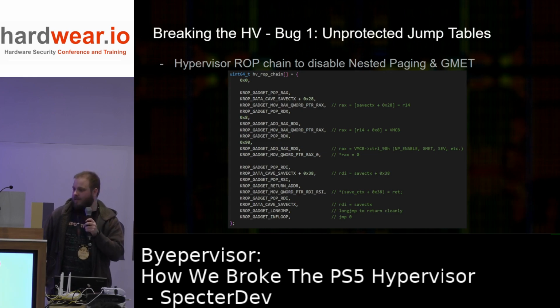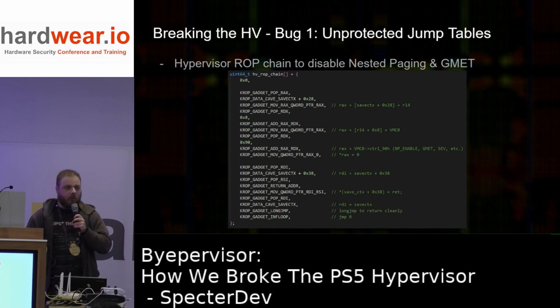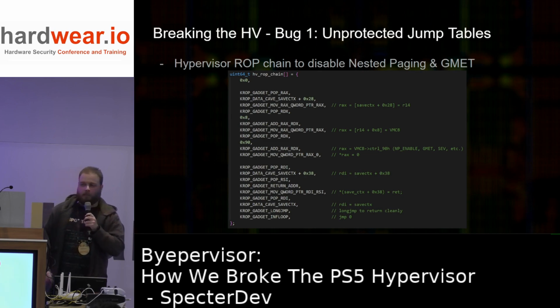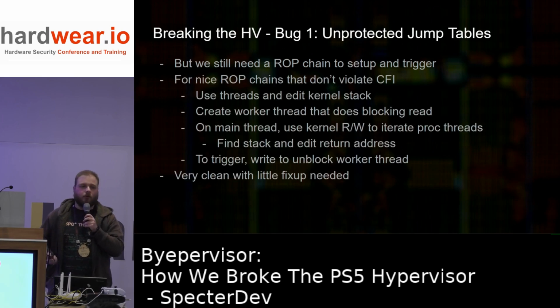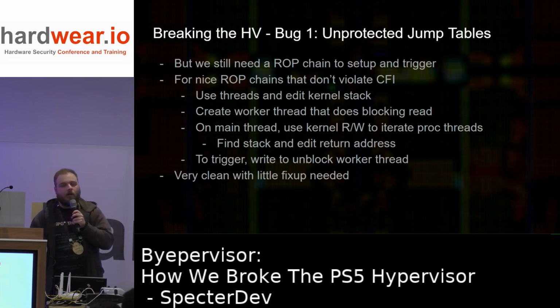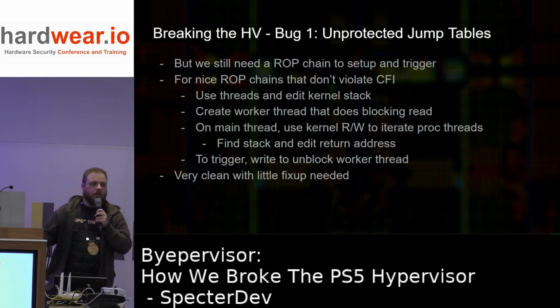So this is showing the hypervisor ROP chain. Nothing too crazy. It's a little bit long because we had to get creative with gadgets. But it basically writes a 0 to the hex 90 field to turn off nested paging and GMET. But we still need a ROP chain to set this all up and trigger it. For nice ROP chains that don't violate CFI, although CFI isn't really a problem, we can turn it off pretty easily on lower firmwares. But even still, we want a nice ROP framework.